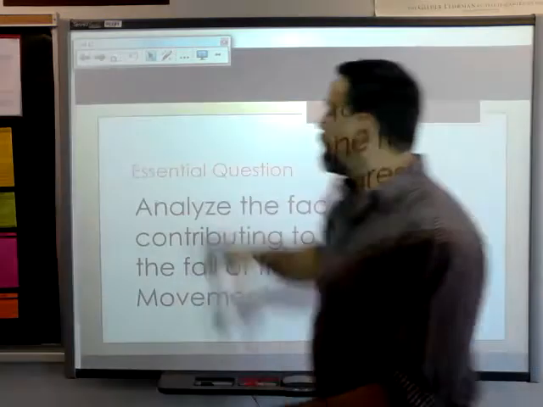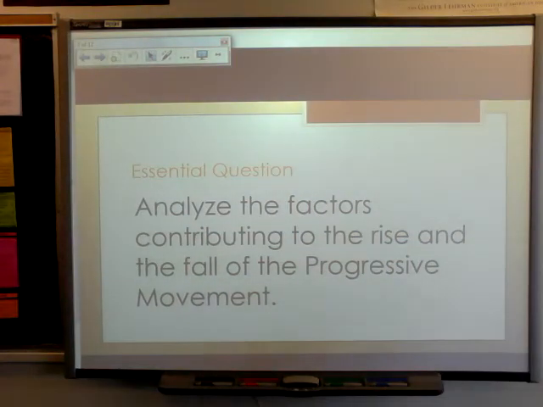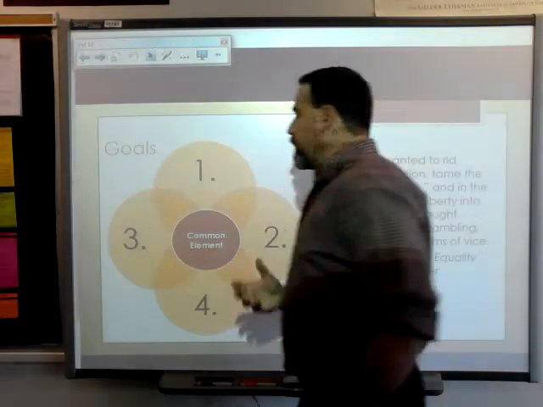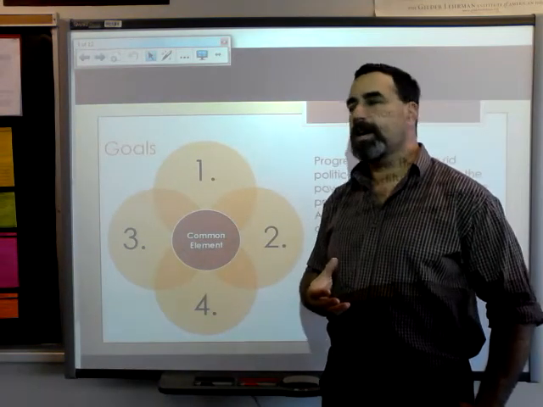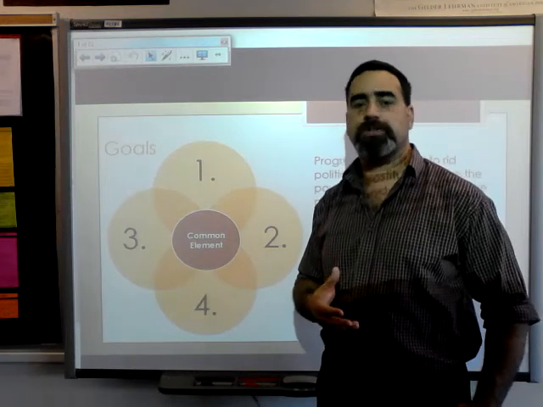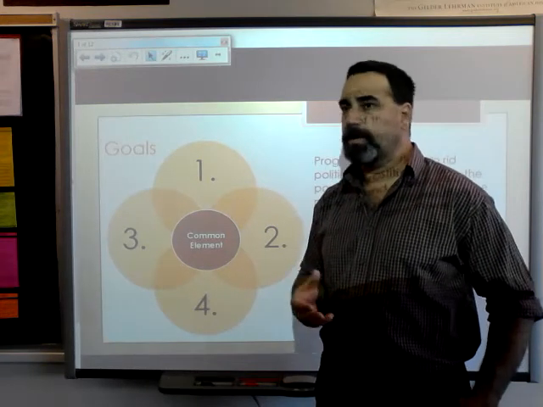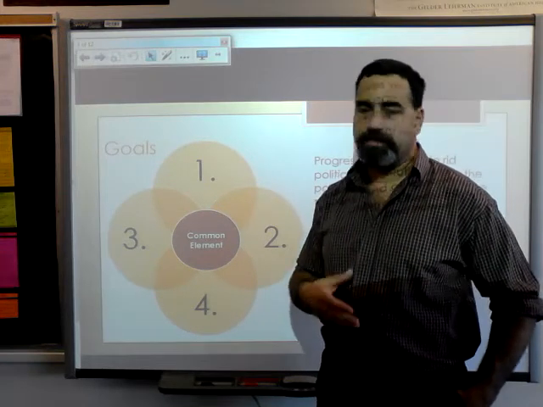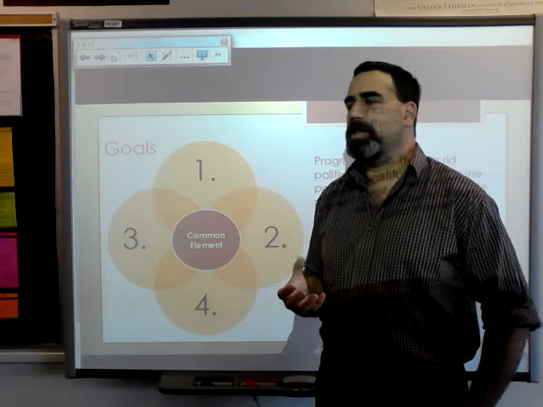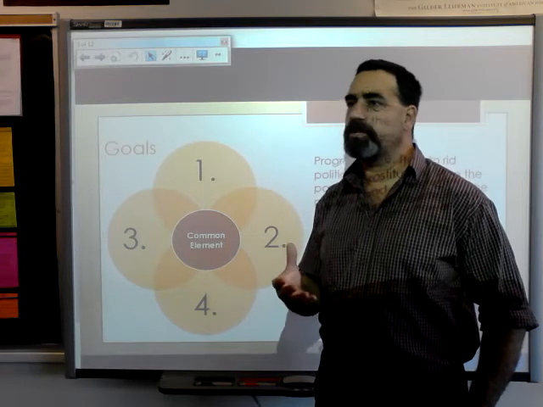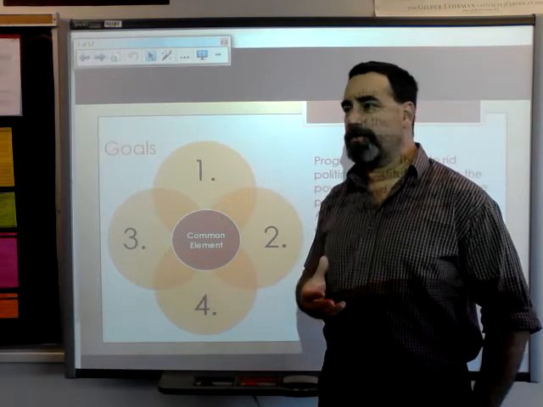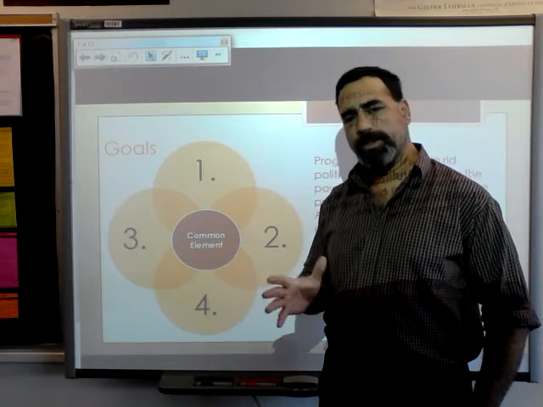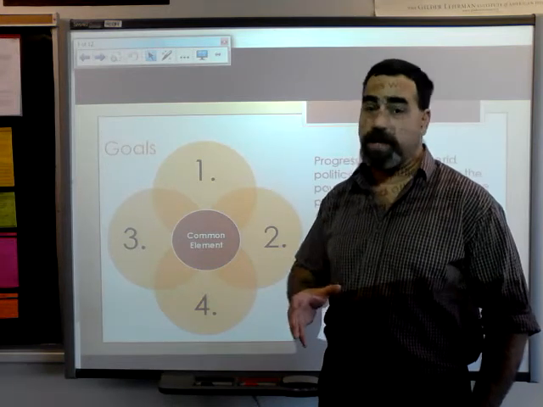All right, moving along here, the essential question: analyze the factors contributing to the rise and the fall of the progressive movement. And exactly what is the progressive movement? Well, it's very difficult to define in many ways. Suffice it to say that the progressive movement was almost a collaboration, not even quite a collaboration, but in essence a movement that describes many movements all moving in the same direction. I don't even really want to say collaboration, because many of these groups weren't in fact collaborating.